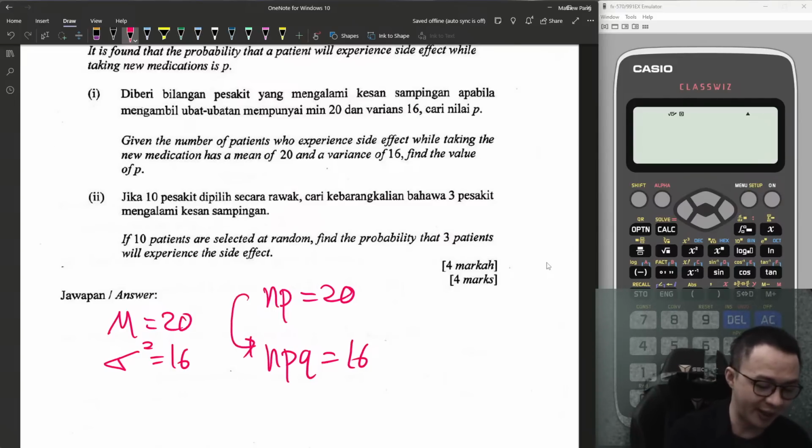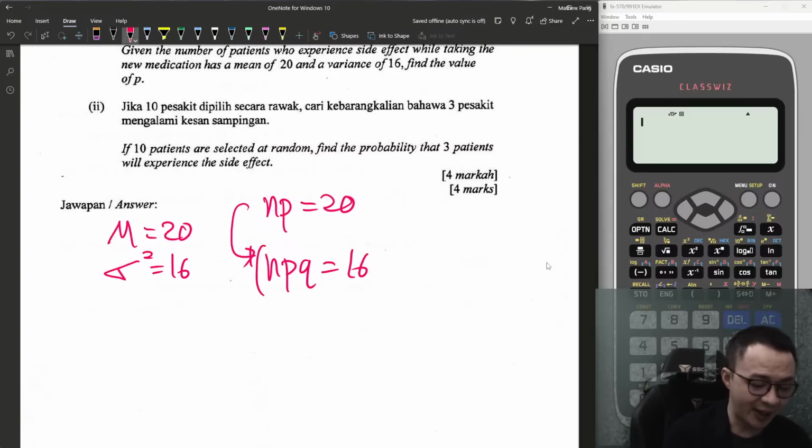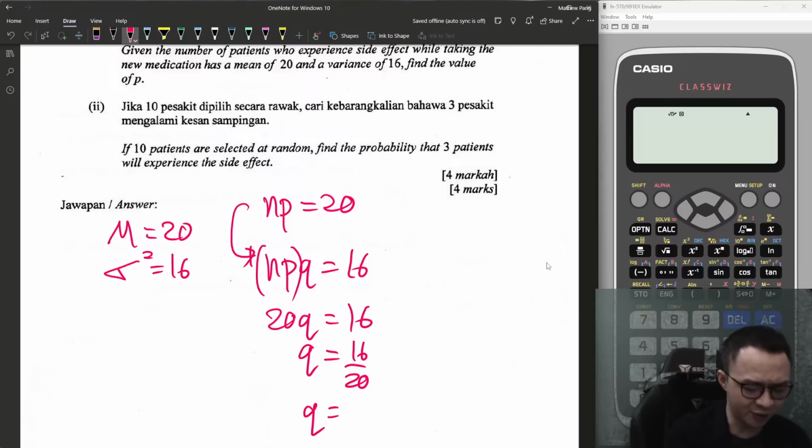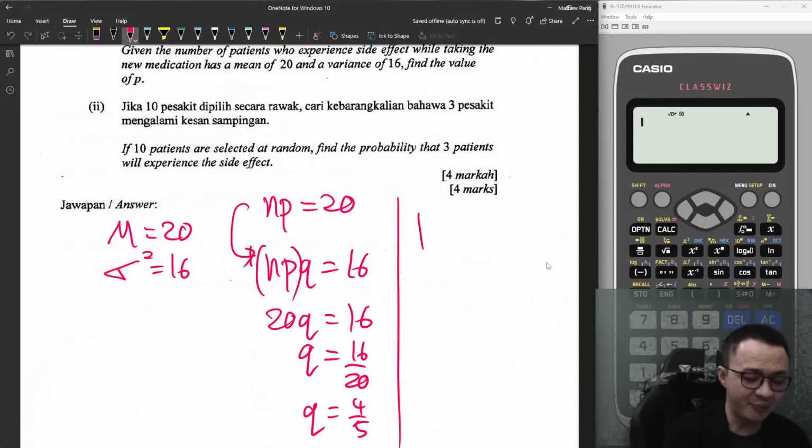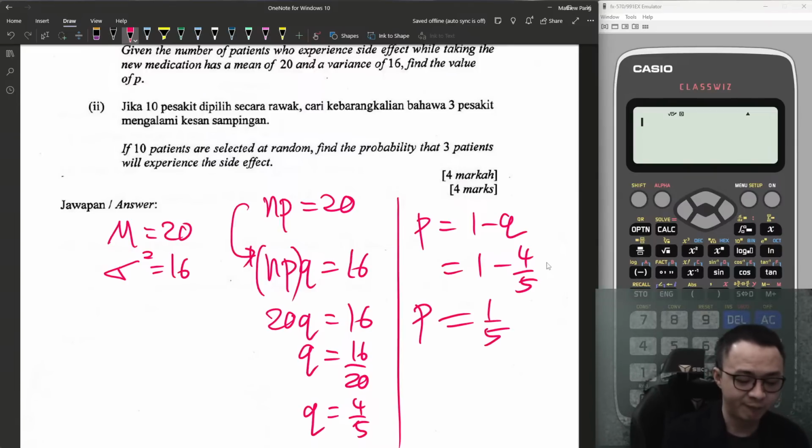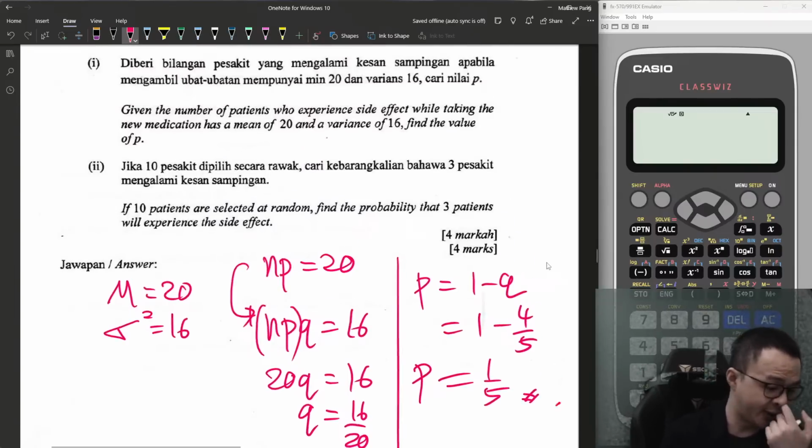I sub the NP back into this equation. My NP here is 20, right? 20Q equals to 16. Q equals to 16 over 20. Q equals to 4 over 5. And we want to find P, right? P is 1 minus Q. P is 1 minus 4 over 5. Is 1 over 5. Done. Okay, this is how fast I can get the P here.